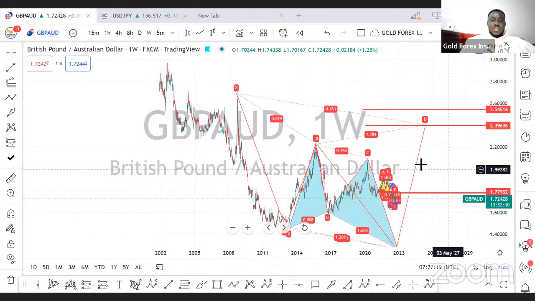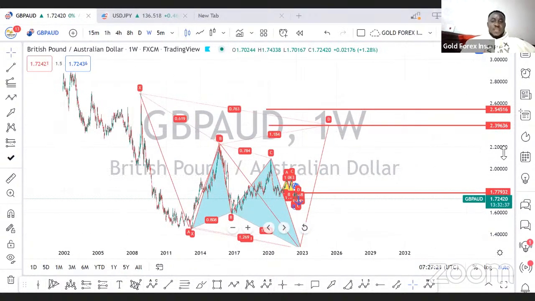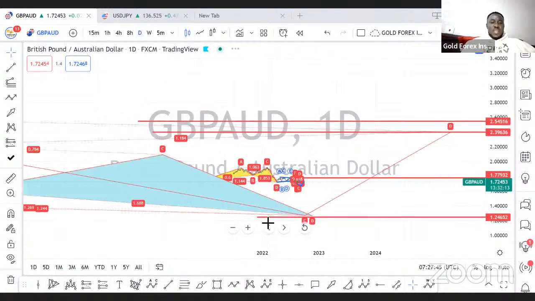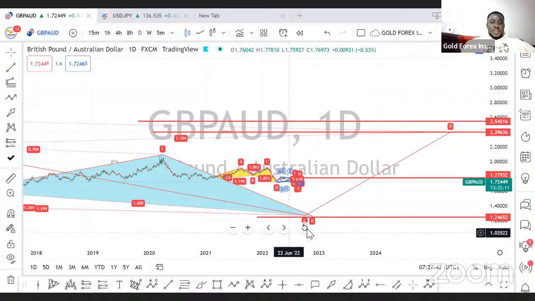This is actually going to form either a shark or cipher pattern, right? This big pattern, XA, BCD, break of market structure forming the BCD. Now, between the patterns, from the C to the D, we had something. Let's go to the lower time frame. So let's move to daily and see what is happening.